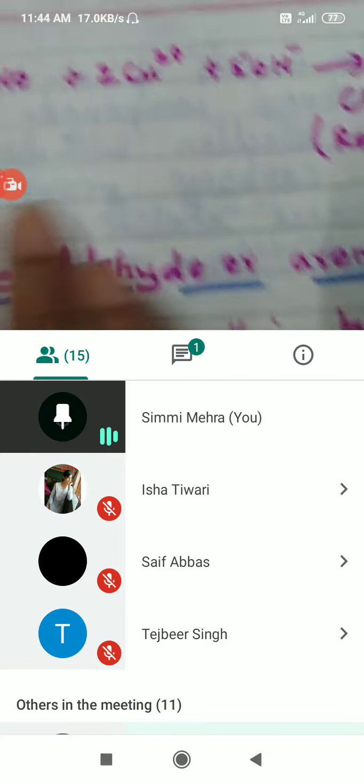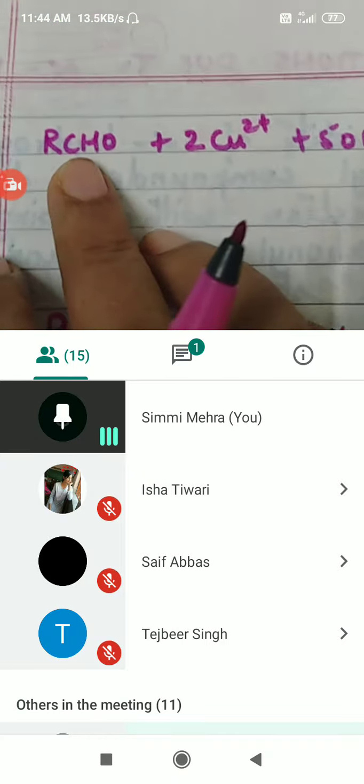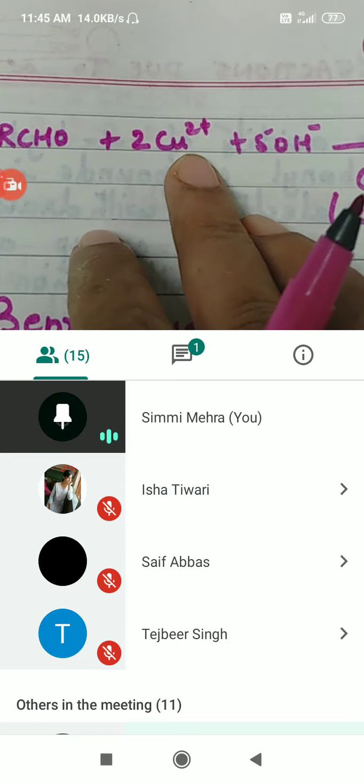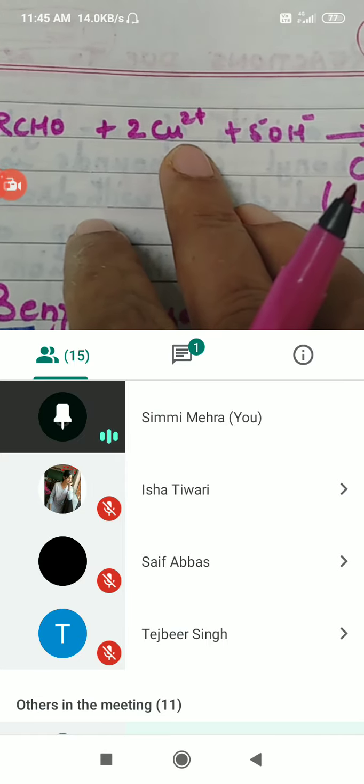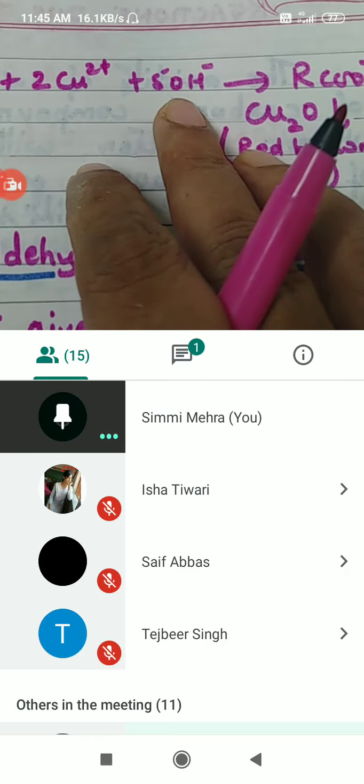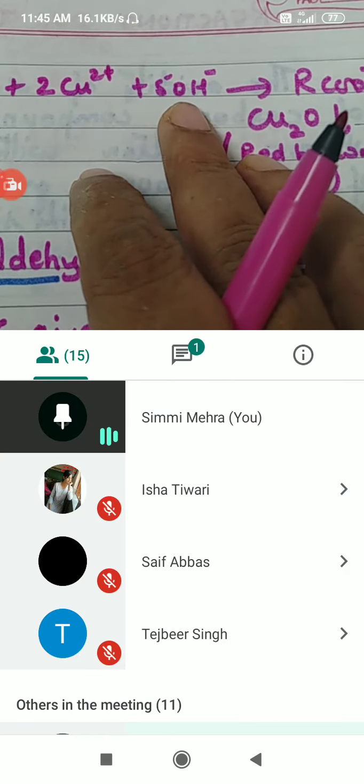All right. Now the reaction here is, we have any aldehyde in general plus copper ions, which we are getting from Fehling's solution A, that is copper sulfate solution. And the hydroxyl ions, which are required, are coming from Fehling's solution B.